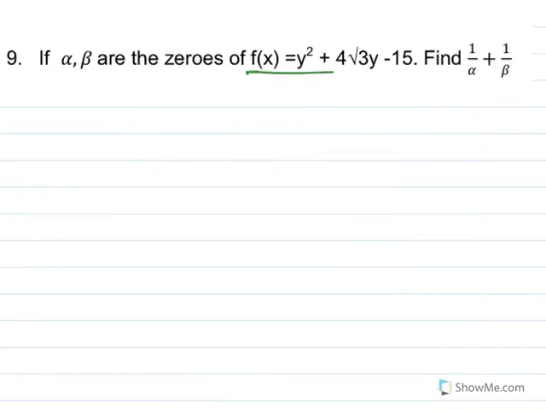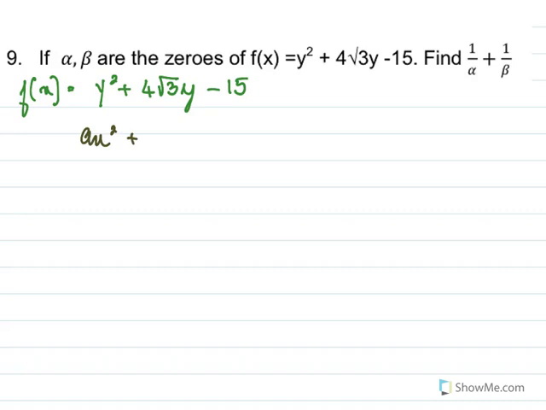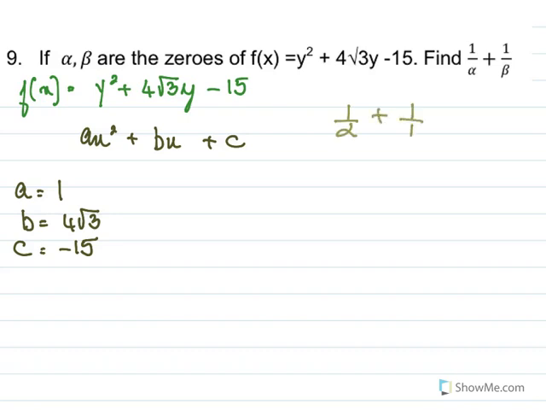Alpha beta are the zeros of the polynomial. Find the value of 1 over alpha plus 1 over beta. So f of x is y square plus 4 root 3y minus 15. Compare it with ax square plus bx plus c. We have a equal to 1, b is 4 root 3 and c equal to minus 15. Here I have to find value of 1 over alpha plus 1 over beta.